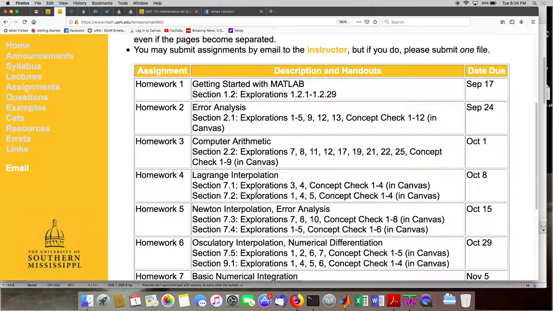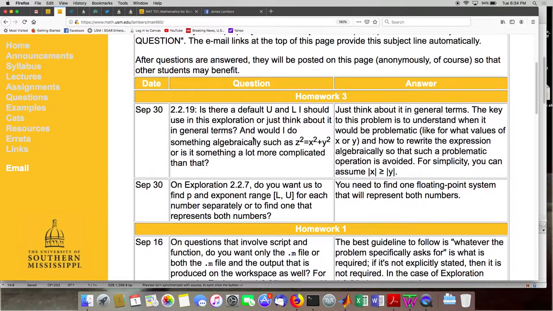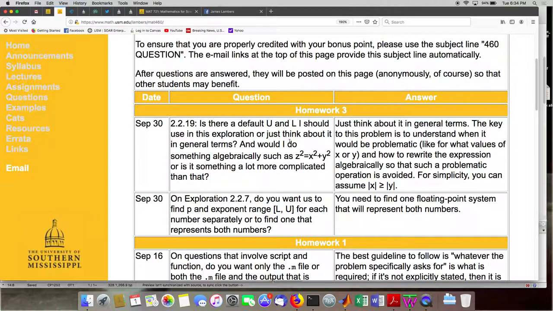And then I expect that we'll have time before class is over to take any questions about the homework on the floating point arithmetic. And as a reminder, on the questions page, if I get questions that would not give away answers, I'll be posting them here as I get them. So be sure to check those in case it already answers whatever question you have.